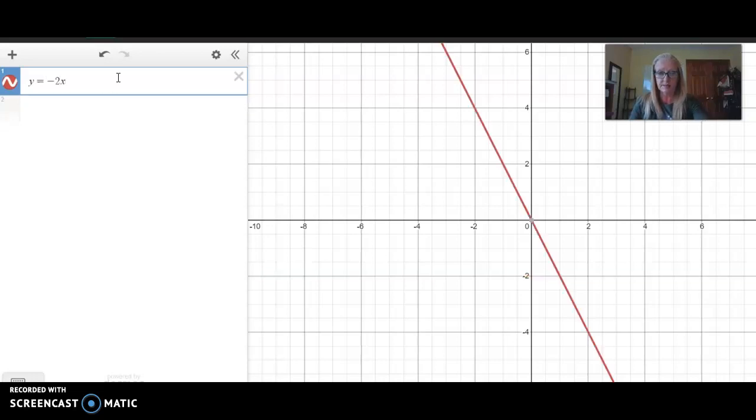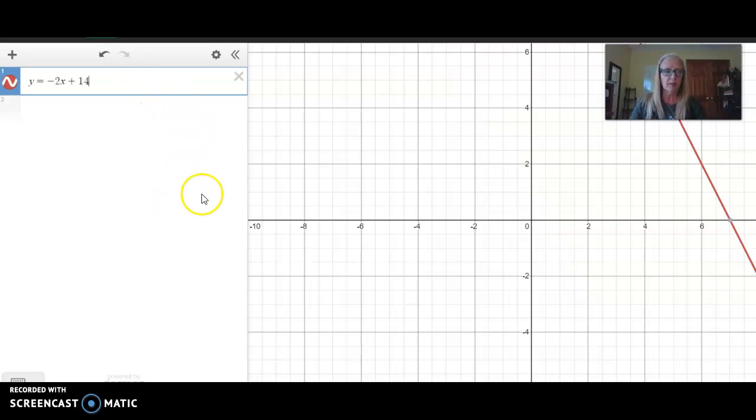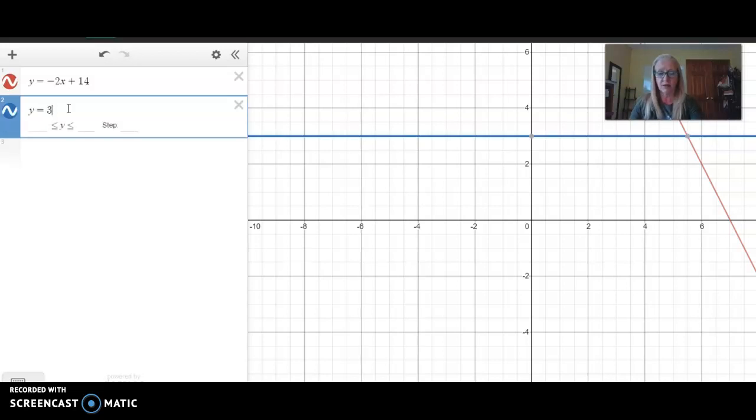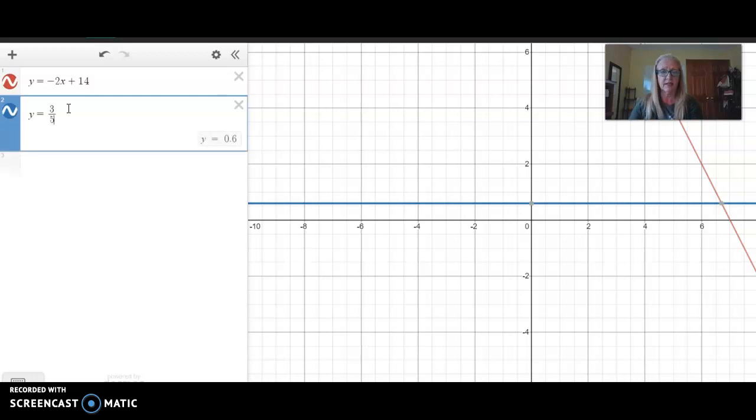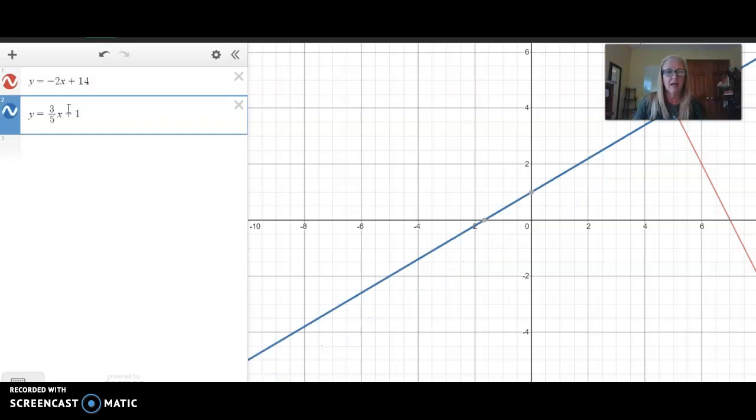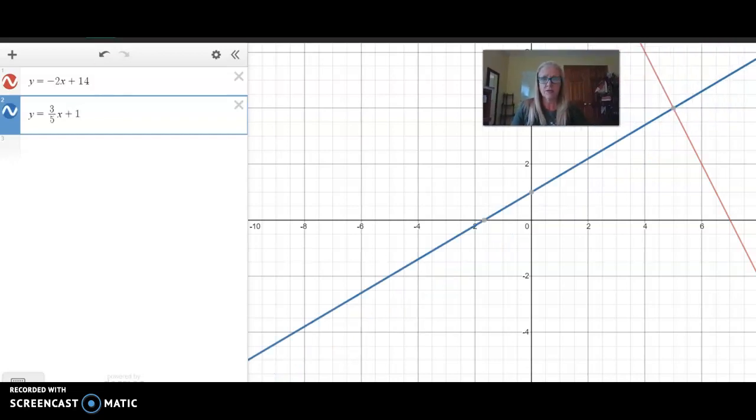Negative 2x plus 14. So there's my first line. And second equation. This one has a fraction in it, but Desmos is really smart and can handle the whole fraction thing. This is 3/5, so I'm going to do 3/5. You see how it automatically figured out that was a fraction? You do have to hit the tab button to get over to where you can put in your variable x, and then I want plus 1. All right. Now, let me move my little picture thingy.